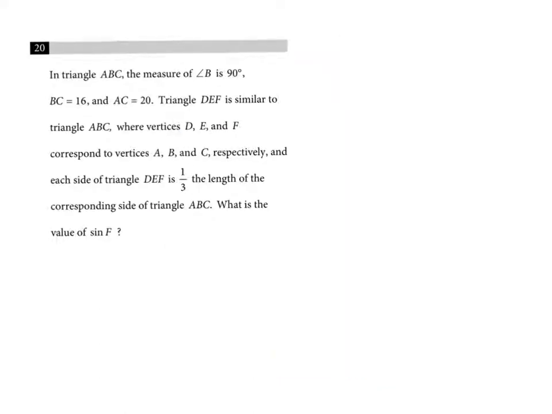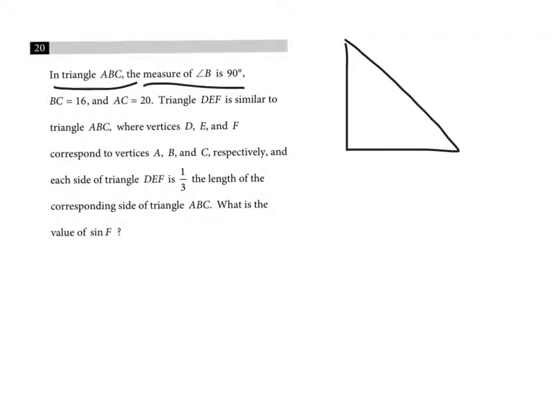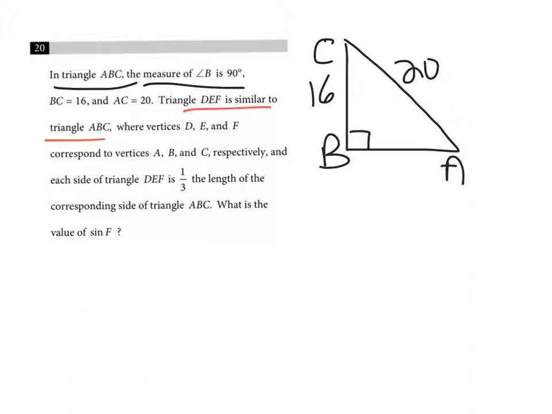In problem 20, in triangle ABC, the measure of angle B is 90 degrees. So I'll label a right triangle, angle B is 90 degrees. It says BC is equal to 16 and AC is equal to 20. Triangle DEF is similar to triangle ABC, where vertices D, E, and F correspond to A, B, and C respectively.